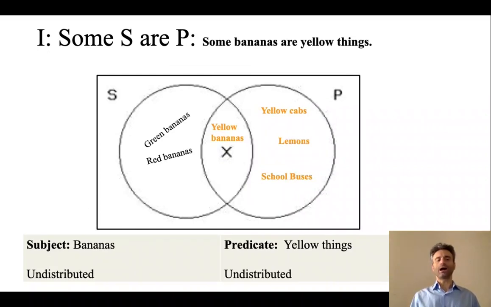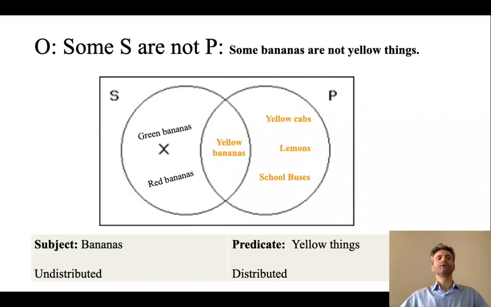Let's talk about the I form. The I form states, some bananas are yellow. And remember when I said that if I have an X in the middle, I mean that some bananas are yellow things and some yellow things are bananas. Consequently, both the predicate and the subject are undistributed because I refer only to some, not to all.